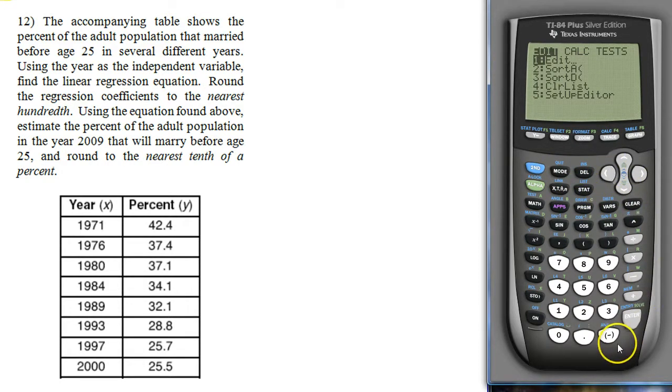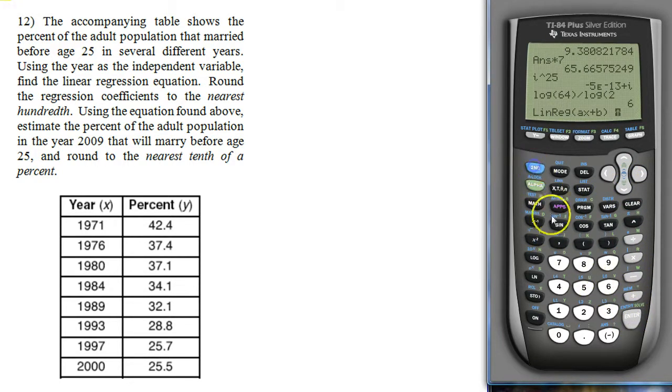Hold on a second. And there was an error. So 32.1. 32.1. There we go. Okay, press stat, calc, linear regression, first one, number 4.